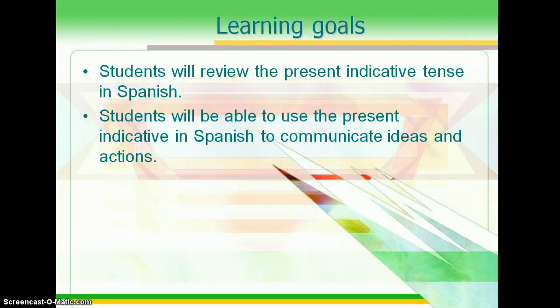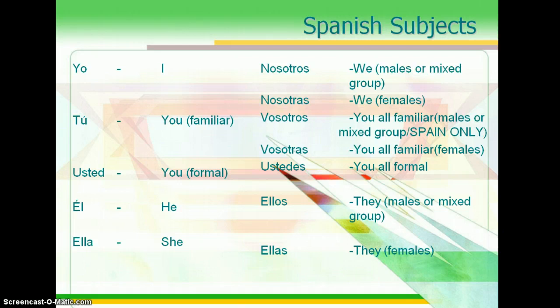Hello and welcome to the review of the present indicative in Spanish. As you listen to this podcast, make sure that you are taking notes to help you as you go throughout this upcoming year. We're starting with the present indicative tense in Spanish, and we're reviewing how we form this tense. Our Spanish subjects are first. We have the singular: yo, tú, usted, él, and ella. Our plural subjects are nosotros or nosotras, vosotros, vosotras if we're in Spain, ustedes, ellos, and ellas.